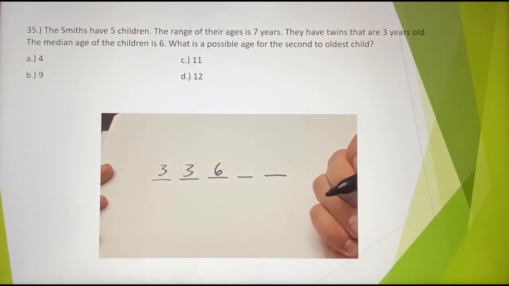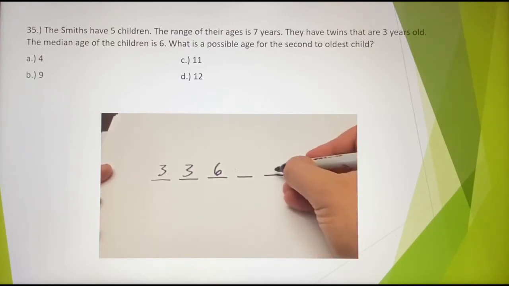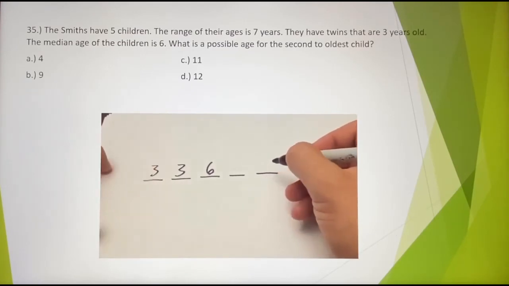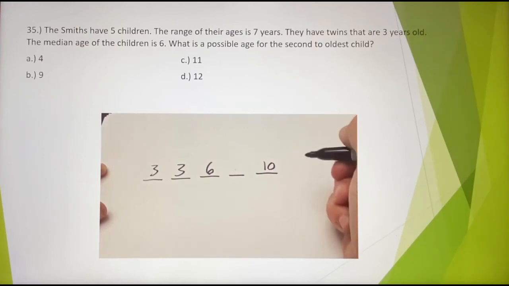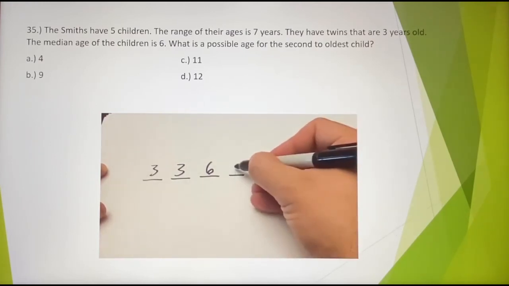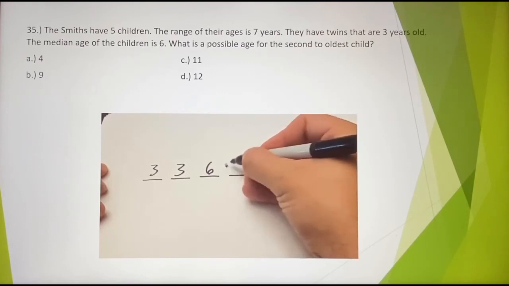Now we can go back to the previous sentence and use the fact that we know the range is 7 years. The range we can calculate by doing high minus low, or in this case, if we wanted to find the oldest kid, we could just add 7 to the youngest. So I know that the oldest kid is 10, which means the kid in this spot, well, maybe they have more than one twin.